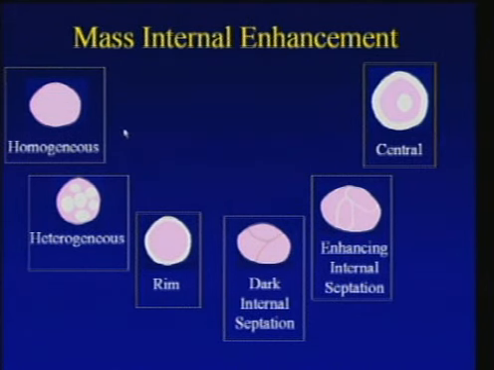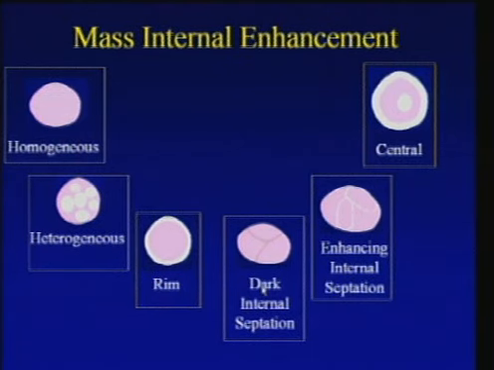Homogeneous just implies that the mass is going to pick up contrast at the same rate, so it's going to appear completely white. Heterogeneous is where there are parts of the mass which take up contrast more than others, but in no particular distribution. Then specific terms: rim, where the periphery of the mass enhances more, is highly suspicious for malignancy.